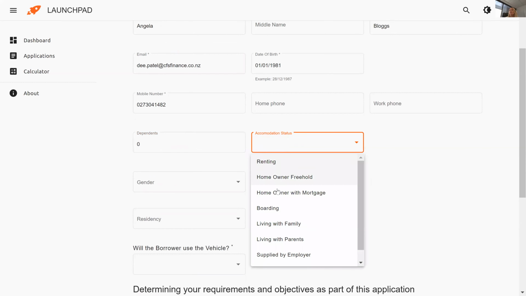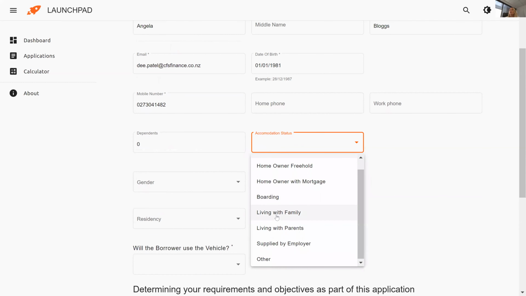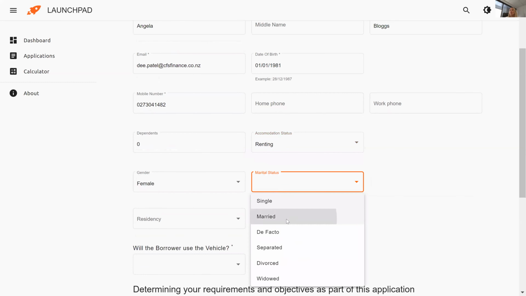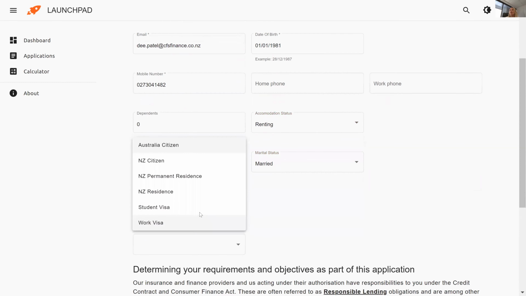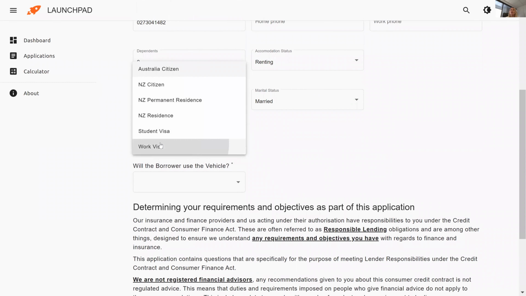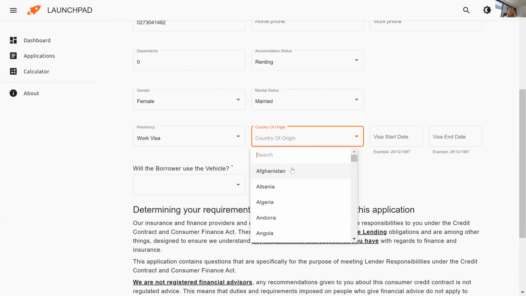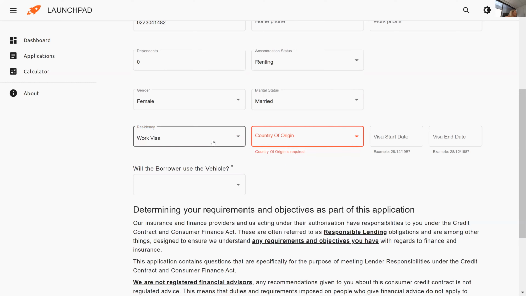Accommodation status. There's a few different options there to choose. Roll with any one of them. Marital status, throw that in there. Residency, again, if you pop in work visa or student visa, I think it should populate. Yep, so it does, it asks you for the country of origin and the start dates and end dates. So again, it's handy to have that information. Look, if you don't have it at hand, then just pop down. I'm not sure if it'll let us pass it, so I think we'd just need to pick another status, wouldn't we?